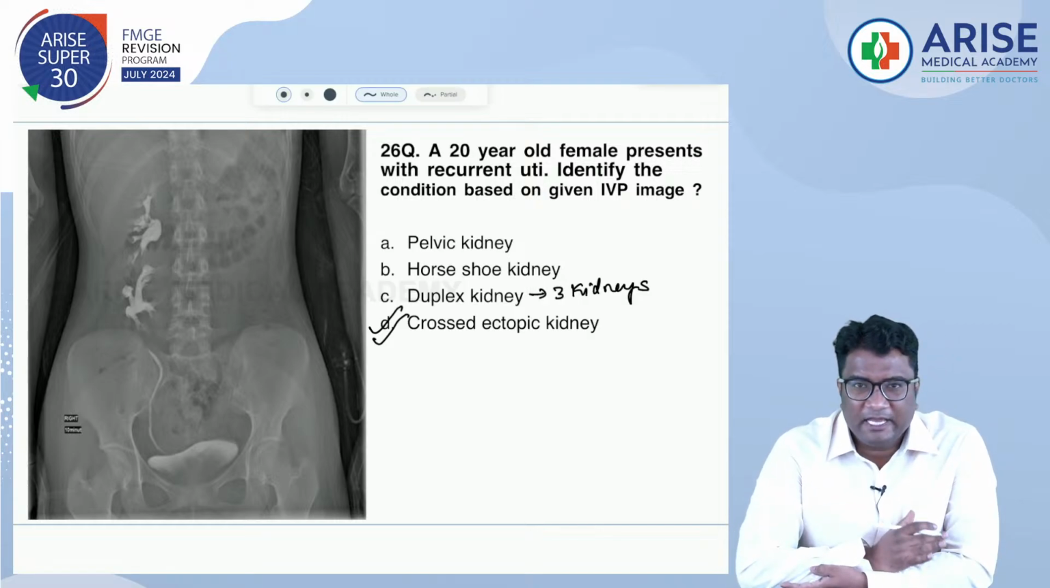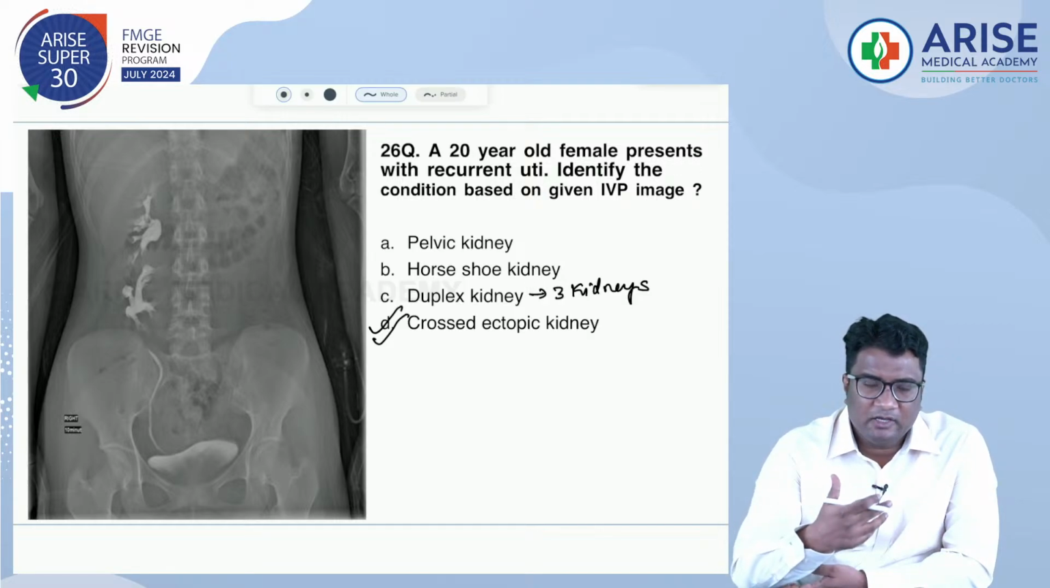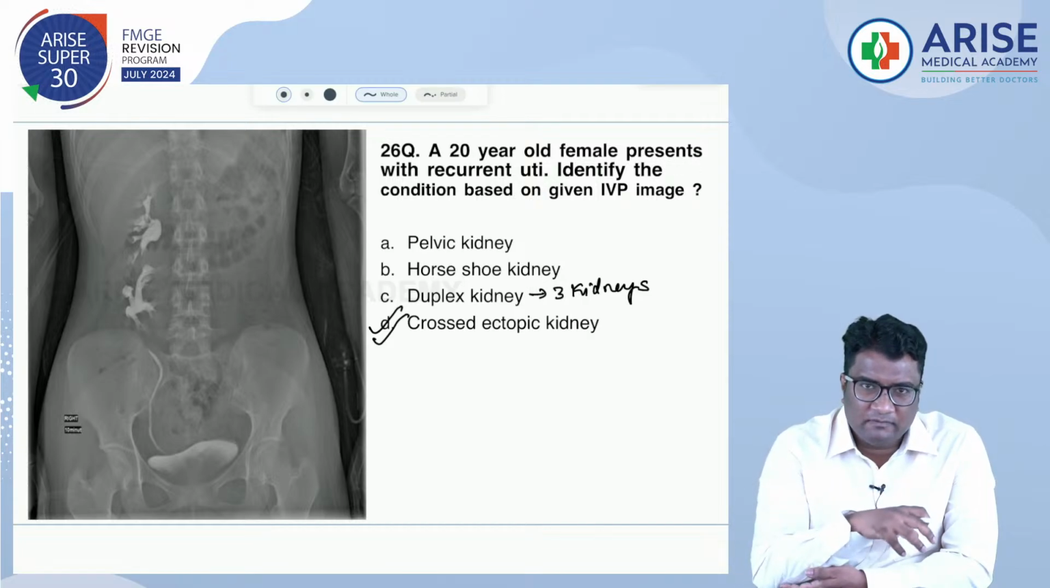In duplex kidney we have three kidneys. There will be a normal kidney on the normal side and duplication on the other side. Whereas this is only two kidneys on one side. The kidney has crossed the vertebra, crossed the midline, and fused with the other kidney. So cross the midline, cross the vertebra, and fused with the other kidney. You are having two kidneys in the patient.